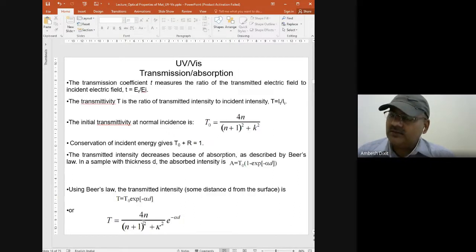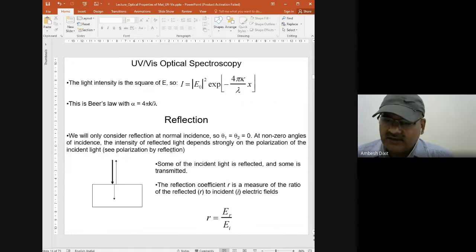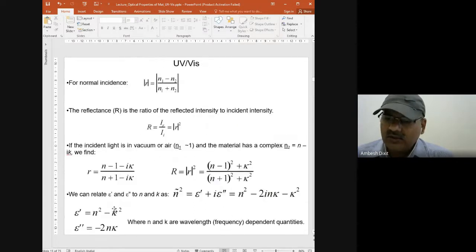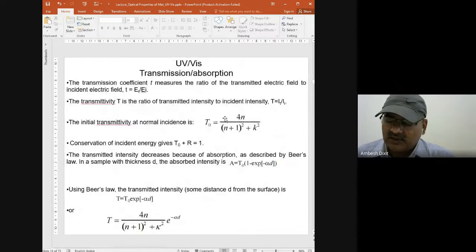Now looking at the transmittance, the transmission coefficient is the ratio of the transmitted and incident electric field components. And the transmittivity is |t|², which is |E_T/E_I|², where |E_T|² is the intensity of the transmitted signal and |E_I|² is the intensity of the incident signal. If I work out a normal incidence case, again with the same diagram, solving the Maxwell equations with theta equal to 0, I get 4n over ((n + 1)² + k²). The denominator in reflection and transmission is the same, right?